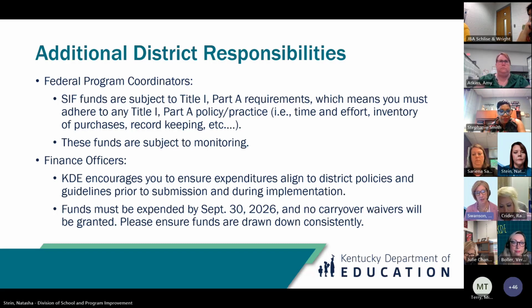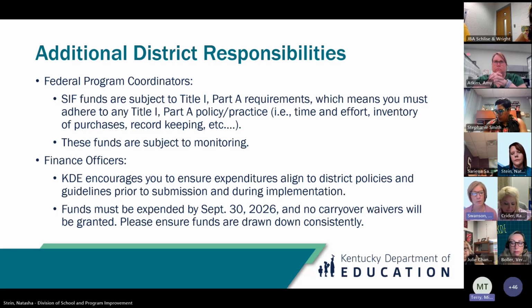If you are on here as a finance officer for your district, we really encourage you to ensure that expenditures align to district policies and guidelines. And we're really asking you to do this both prior to submission, so that they're not planning on something that you're going to end up vetoing later down the road, and then during implementation, to make sure that when the expenditures are actually made, that they align to district policy and guidelines.